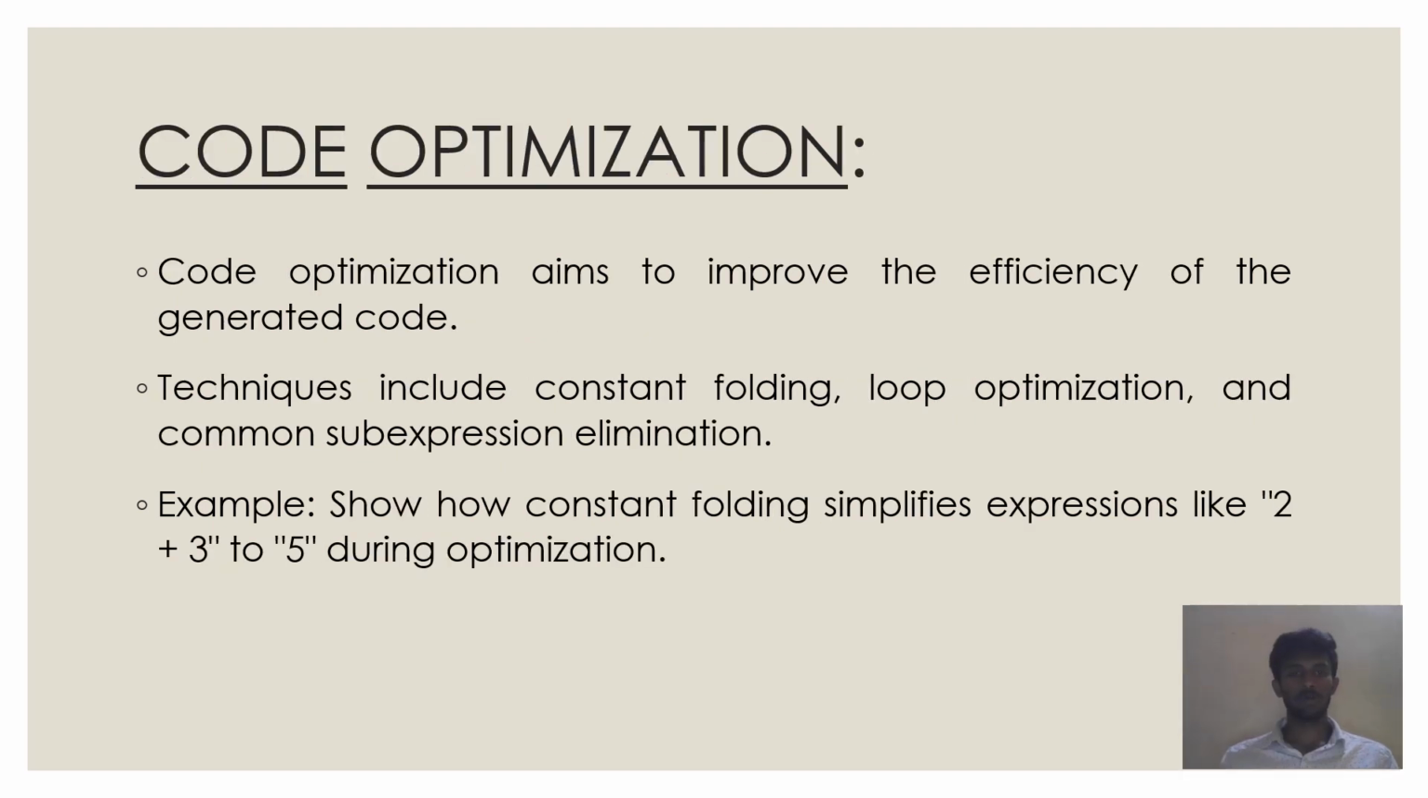The next one is code optimization. Code optimization aims to improve the efficiency of the generated code, and the techniques include constant folding, loop optimization, and common subexpression elimination. The example shows how constant folding simplifies an expression like 2 + 3 to 5 during this optimization.